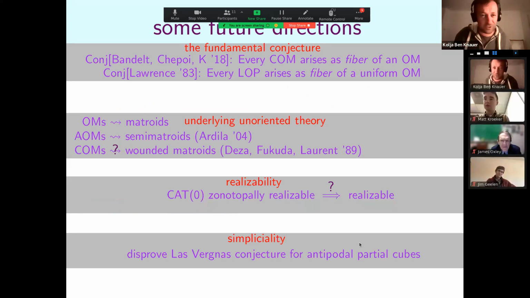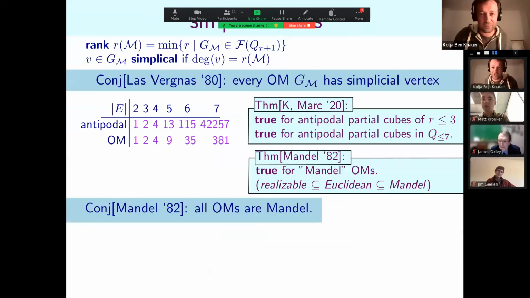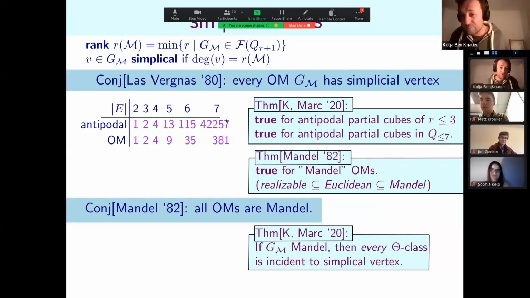Okay. I'm just intimidated by the Las Vergnas conjecture, because too many people have tried it, and this is a much larger class, these antipodal partial cubes. You have many more of them. So I hope to find a counterexample there. This is not a counterexample to the Las Vergnas conjecture, just a strengthening of it. Yeah. Okay, thank you.